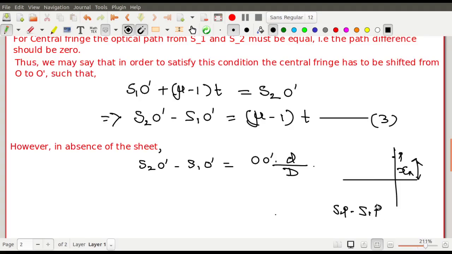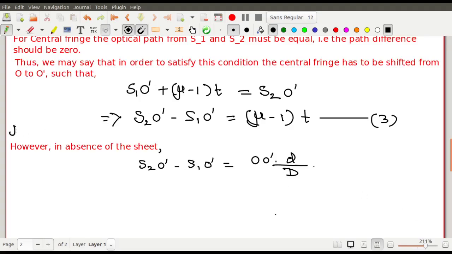and this was proved. S2P minus S1P was equal to xn small d by capital D, and then from there I equated it to n lambda and everything; from there xn plus 1 and so on we studied. You will see this has been done in the treatment of fringe width calculation, right? So from there I have taken it, I have taken it from there only.